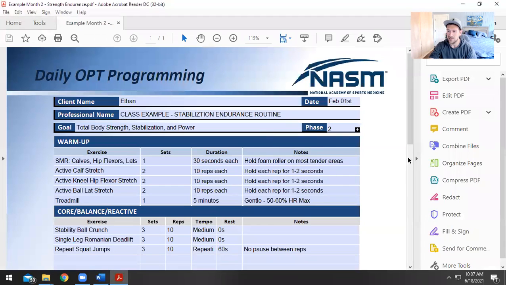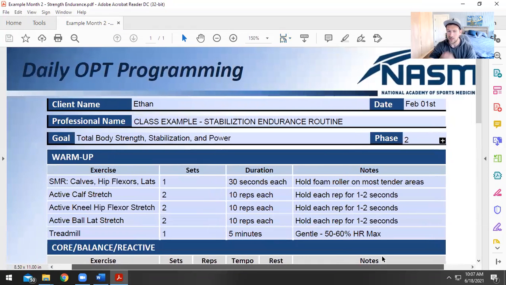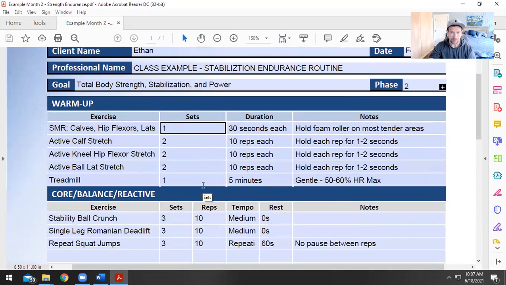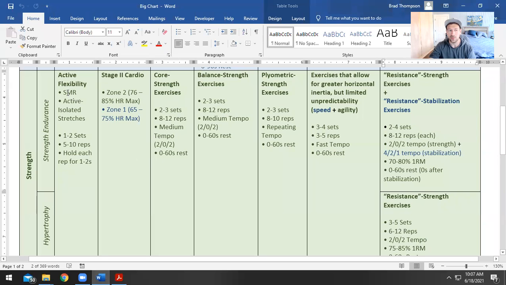So Ethan has progressed now. He did pretty well in his first month. We're going to make it a little bit harder for his second month by moving him into the strength level. So now he's getting a strength endurance workout, which means I'm no longer doing static stretches because I'm not applying corrective flexibility. Now he's getting active flexibility. So he's going to get a little bit of foam rolling, and he's going to get active, isolated stretches.